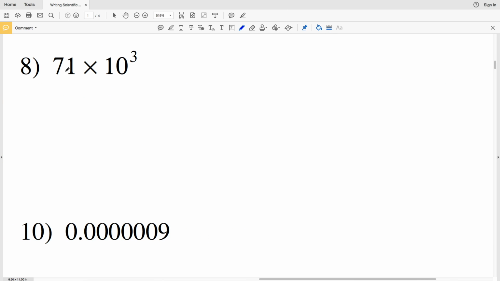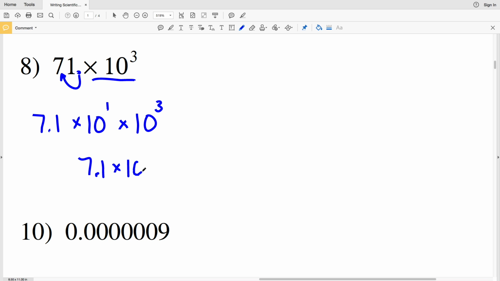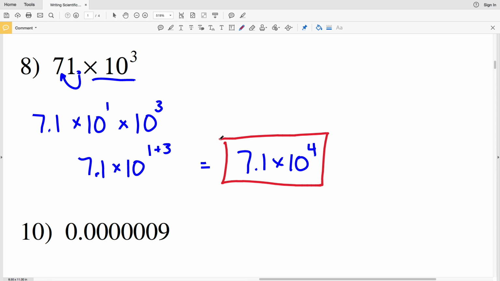In number 8, we have 71 times 10 to the 3rd. However, 71, we need to move the decimal place over once, and that's to the left. So this will be 7.1 times 10 to the 1st, but then we're still multiplying that by 10 to the 3rd. So adding our exponents together, because remembering our product rule under our exponent laws, we're going to have 7.1 times 10 to the 1 plus 3, which is equal to 7.1 times 10 to the positive 4.